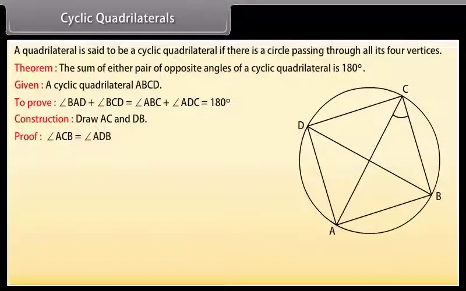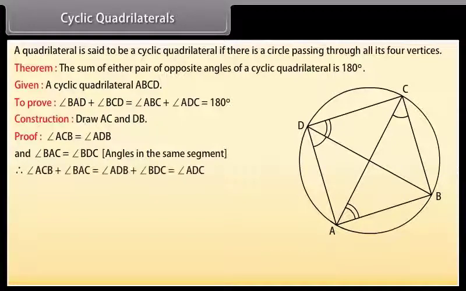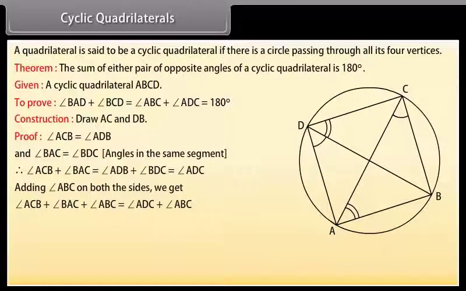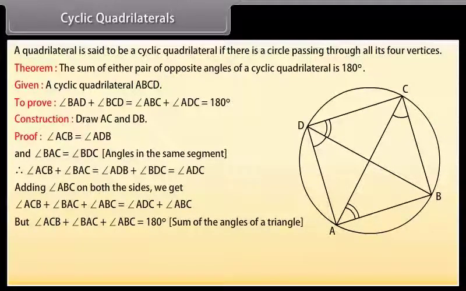Proof. Angle ACB is equal to angle ADB and angle BAC is equal to angle BDC, because these are the angles in the same segment. Therefore, angle ACB plus angle BAC is equal to angle ADB plus angle BDC, which equals angle ADC. Adding angle ABC on both sides, we get angle ACB plus angle BAC plus angle ABC, which is equal to angle ADC plus angle ABC. But angle ACB plus angle BAC plus angle ABC is equal to 180 degrees, because the sum of the angles of a triangle is 180 degrees. Therefore, angle ADC plus angle ABC is equal to 180 degrees.